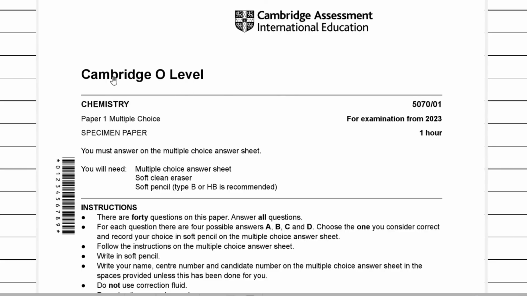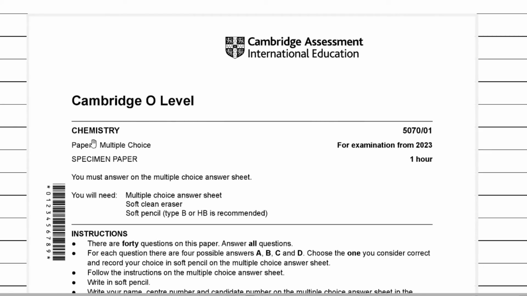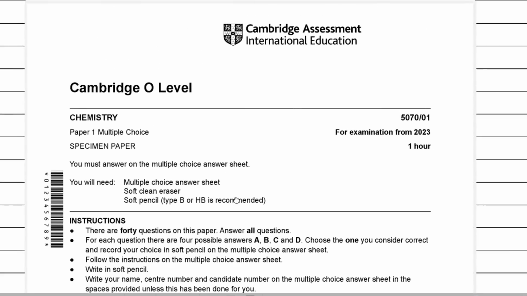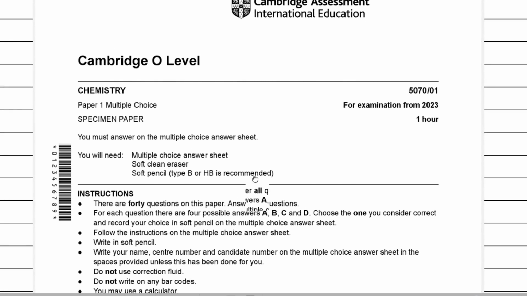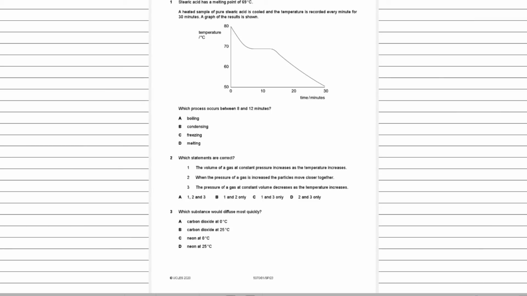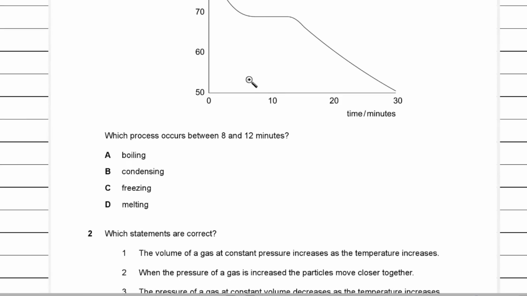Today we're going to be trying to solve Cambridge O-Level 5070 Paper 1 Specimen Paper for examinations upcoming in 2023. I'm going to be going through the multiple choice paper, or Paper 1, and we're going to be trying to solve the 40 multiple choice questions that are there. Each question carries one mark, for 40 marks in total, and calculators are allowed in this question paper. So without any further ado, let's get started with the first question.